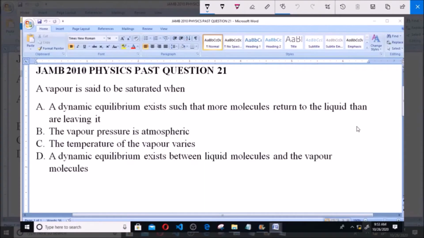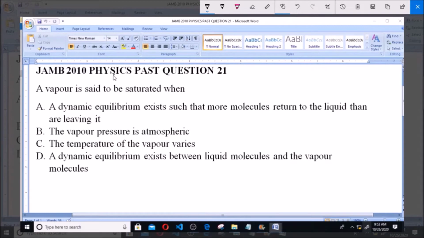Hello and welcome. I will be answering JAMB 2010 Physics Past Question 21. A vapor is said to be saturated when: A, a dynamic equilibrium exists such that more molecules return to the liquid than are leaving it. B, the vapor pressure is atmospheric. C, the temperature of the vapor varies. D, a dynamic equilibrium exists between liquid molecules and the vapor molecules.